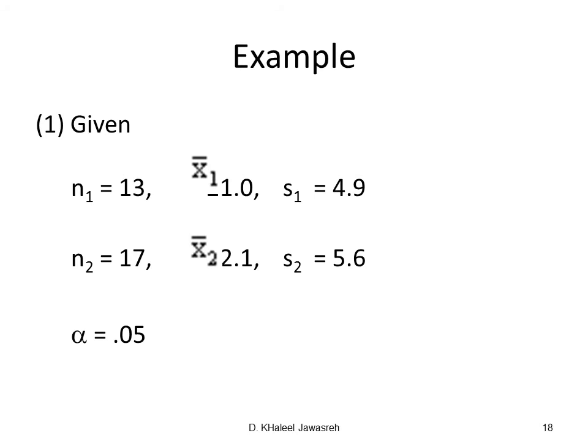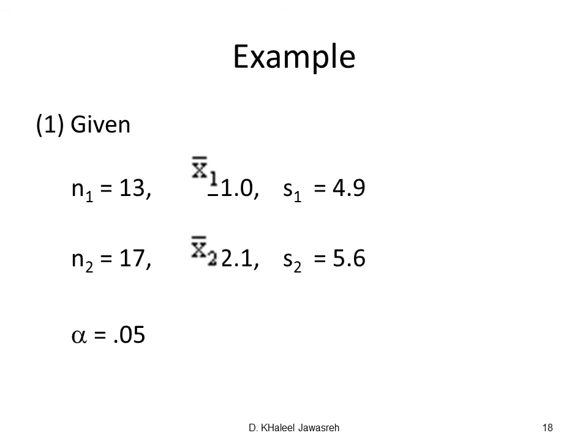Now we have an example. If we have two populations, we draw samples from those two populations for a certain trait. We draw 13 samples from the first population. We calculate the mean to be 21, and the standard deviation to be 4.9. In the second population the sample number is 17, with 12.1 as the mean for those 17 samples. S2 is 5.6, and alpha here, we want to use 95% as the confidence level. Okay, 95% means alpha is 0.05.